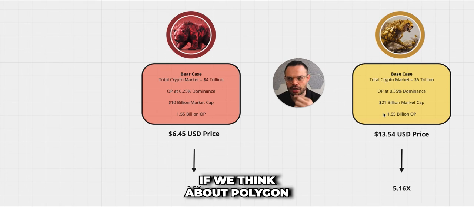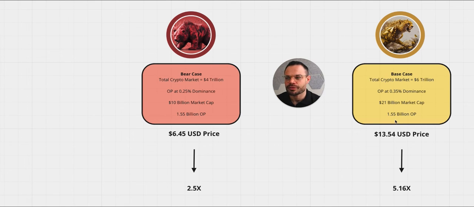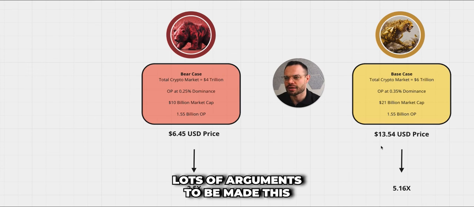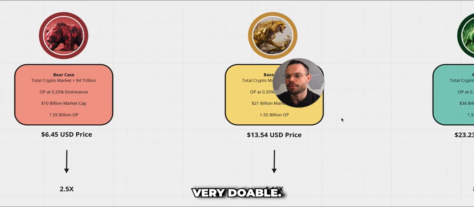If we think about Polygon, the most popular Ethereum layer 2 scaling solution in the previous bull cycle, Polygon did get all the way up to a $20 billion market cap. And again, lots of arguments to be made this time around with this cycle that we're going to have a lot more capital inflow into the space. We're obviously going to be going, 6 trillion overall market cap would be double the total market cap of all of crypto the last time around. So for Optimism to achieve a 21 billion market cap is certainly very doable.